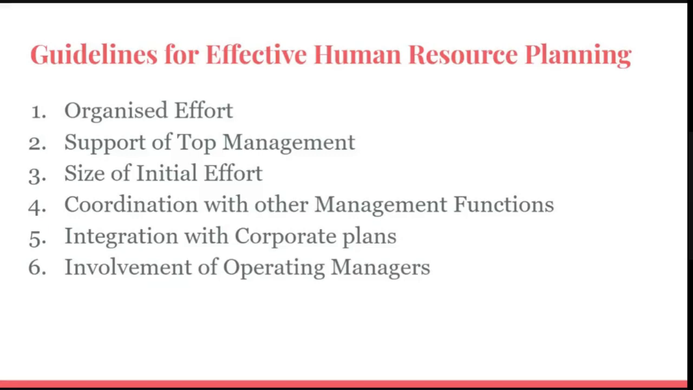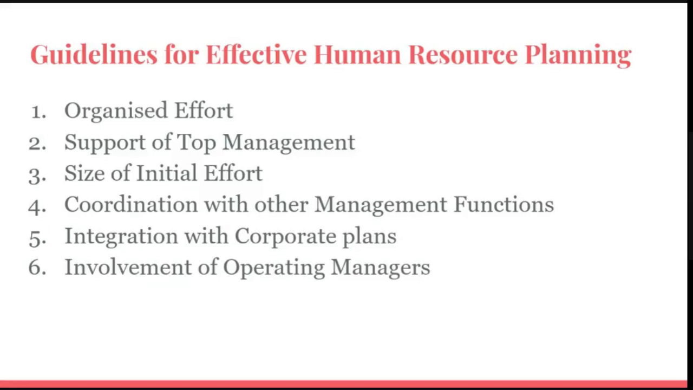And second one, support of top management. Here, to be effective in the long run, human resource planning must have the full support of top management. The support from top management is essential to ensure the necessary resources, cooperation, and support for the success of human resource planning. And third one, size of initial effort. Here, human resource planning fails because of lack of sufficient initial effort. In order to be successful, it should start slowly and expand gradually. Development of accurate skills inventory and preparation of replacement charts are an integral part of human resource planning.